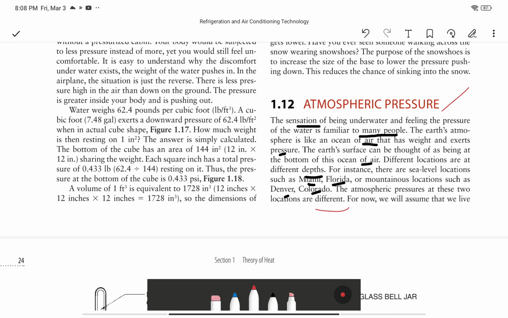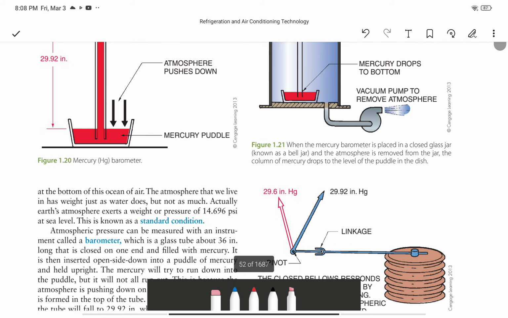For now, we will assume that we live at the bottom of this ocean of air. The atmosphere we live in has a weight just as the water does, but not as much. Actually, the Earth's atmosphere exerts a weight or a pressure of 14.696 psi at sea level. This is known as standard condition.